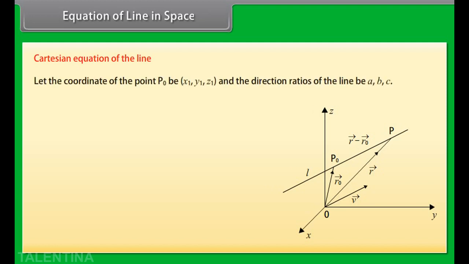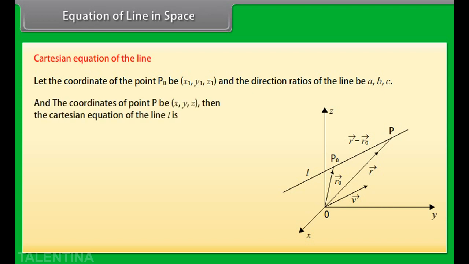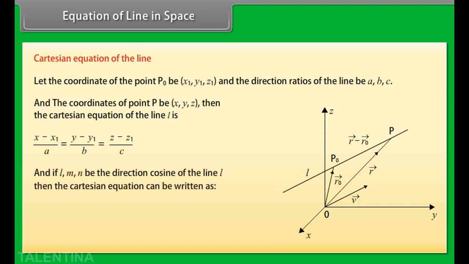Let the coordinates of the point P0 be x1, y1, z1 and the direction ratios of the line be a, b, c. And the coordinates of point P be x, y, z. Then the Cartesian equation of the line is (x minus x1) by a equals (y minus y1) by b equals (z minus z1) by c. And if l, m, n be the direction cosines of the line L, then the Cartesian equation can be written as (x minus x1) by l equals (y minus y1) by m equals (z minus z1) by n.